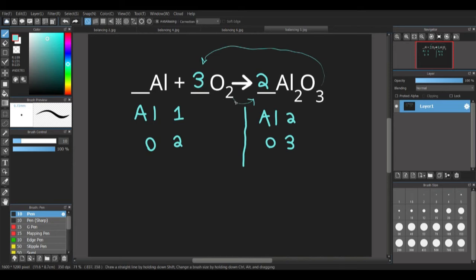3 times 2 gives us 6 oxygens on the left, and then 2 times 2 gives us 4 aluminums, and 2 times 3 gives us 6 oxygens on the right. You now probably see why we didn't balance the aluminums first, because then we would have to change it again. The last step to balance this is to make this 4 aluminums, because then we have 4 aluminums on both sides and 6 oxygens on both sides, so our equation is correctly balanced.